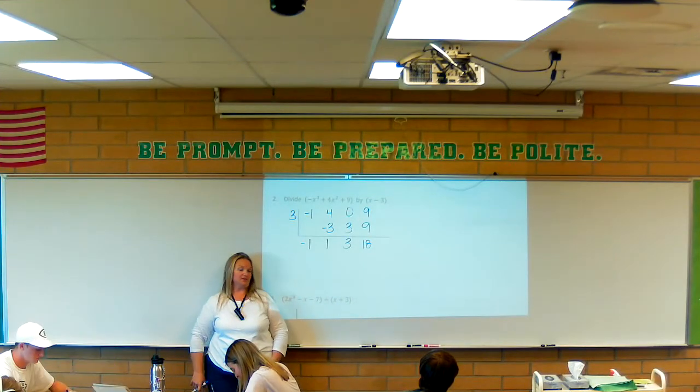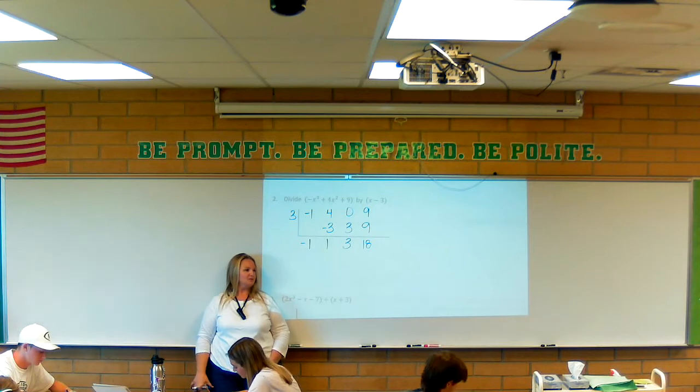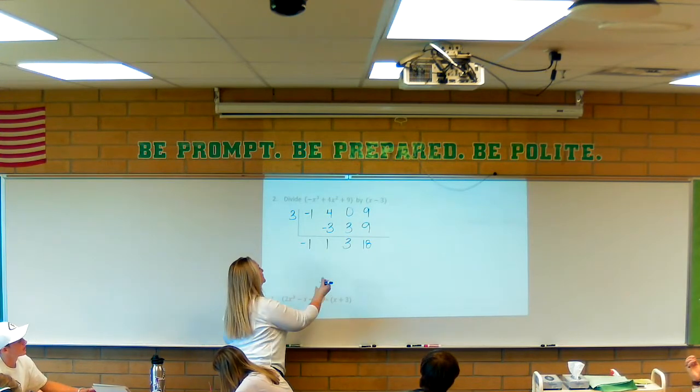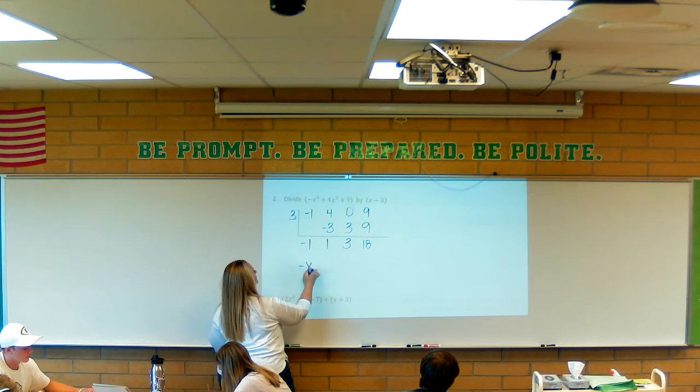Or we could do long division. It only takes up half a page, but you know, it's fine. Yeah, I'd rather not. I like this way. What's the answer? What is the quotient? Ready, go. Negative 1x squared plus 1x.